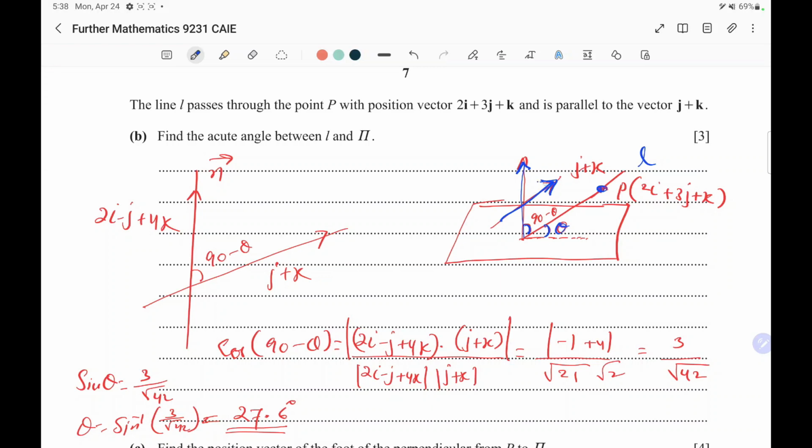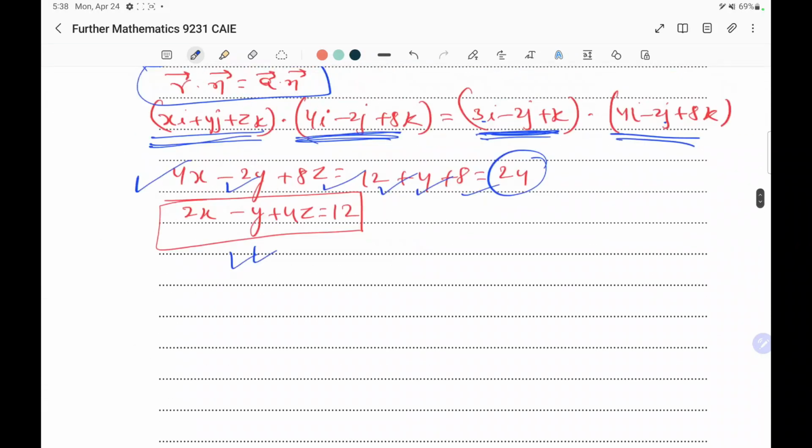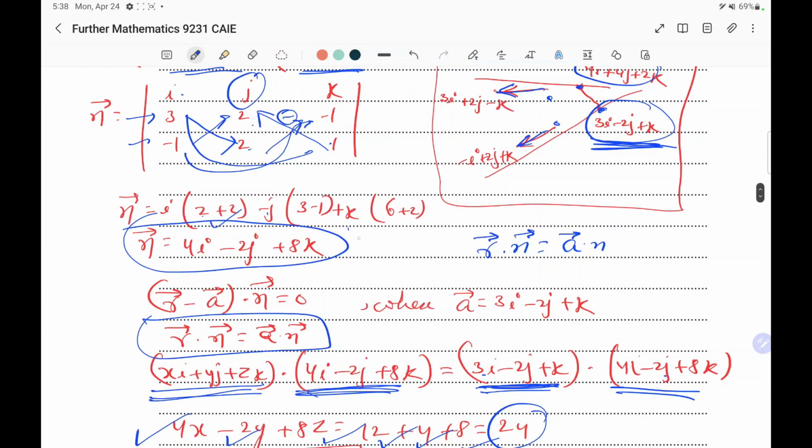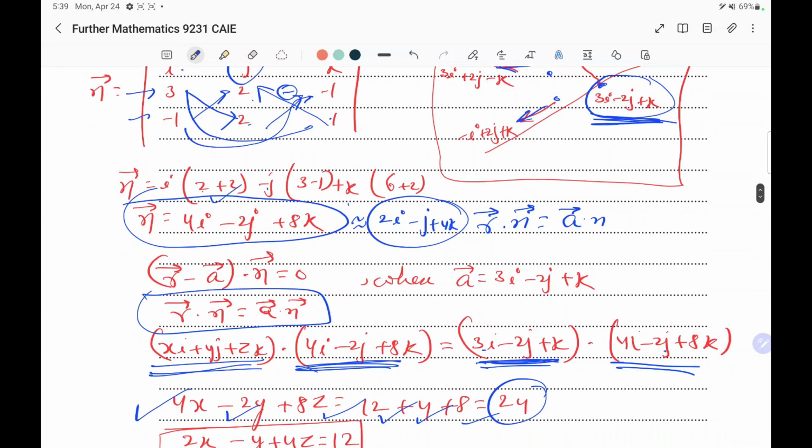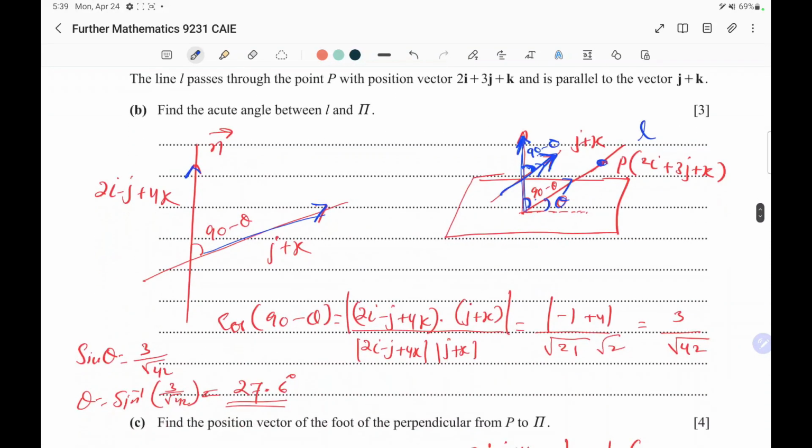So the angle between the parallel vector and the normal vector is this, but these two are parallel. So this is 90 minus theta, this should also be 90 minus theta. So now one vector is j plus k, and another vector is 2i minus j plus 4k, which we got here. This is 4i minus 2j plus 8k, which can be written as 2i minus j plus 4k, because 2 is common to everyone.